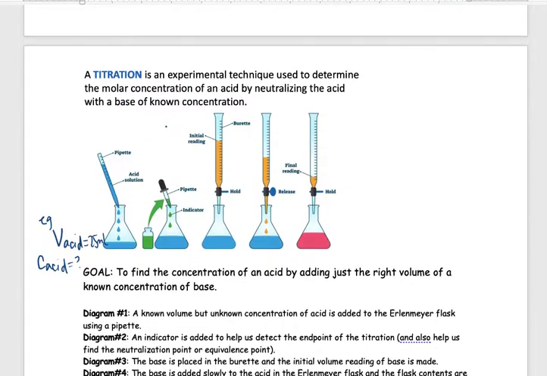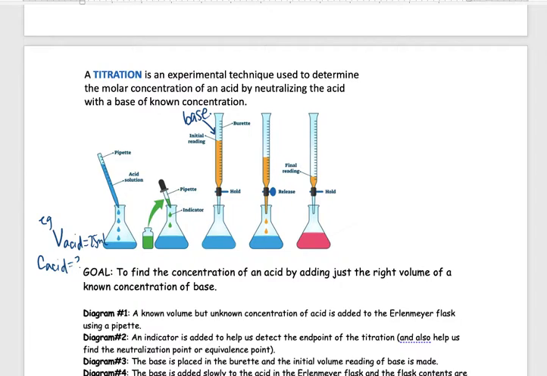Okay, so we add that in, mix it up. Then from there, you are going to put it with the titration apparatus here. So the Erlenmeyer flask is here. This is called a burette. And you're going to pour the base into here. So the base goes here.